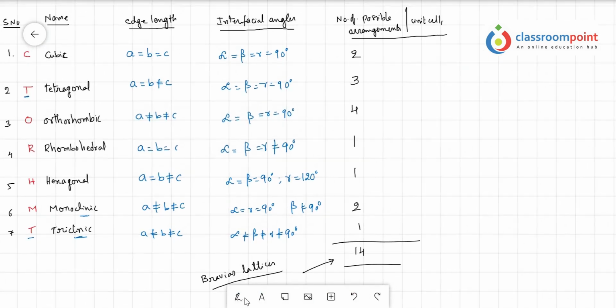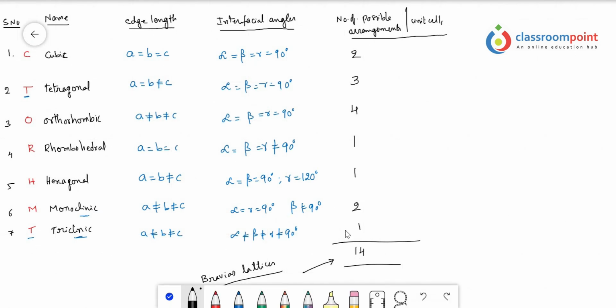So what are these 14 and why are we using the 14? Let us try to see. Here 2 possible arrangements are there in the cubic. They are simple cubic crystal system with these particular angles and edge lengths. 2 unit cells are possible. They are simple cubic and body centered.